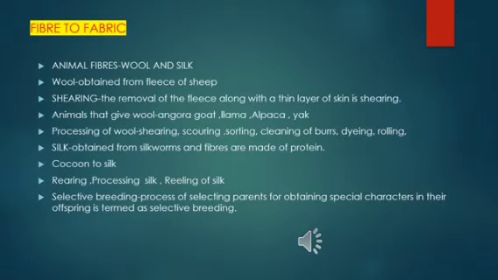Then cocoon to silk, the different processes again over there are rearing and processing of silk, which involves the reeling of silk. And the last one is selective breeding. What is the meaning of selective breeding? One important definition which you remember: the process of selecting parents for obtaining special characters in their offspring is termed as selective breeding. So in this lesson, these are the few important points which you have to study.